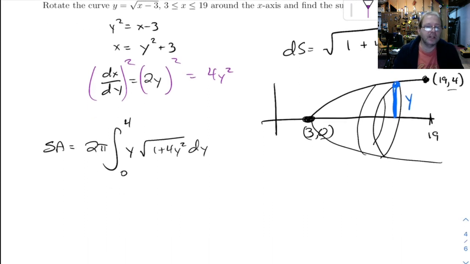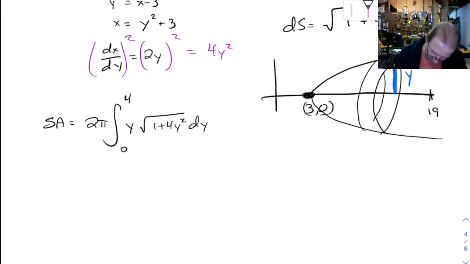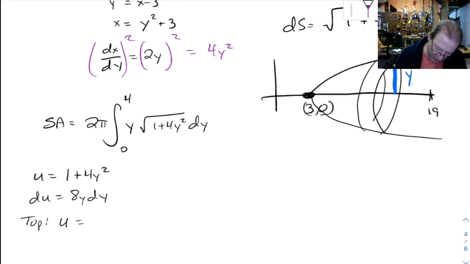And now this thing would be easy to integrate. You just let u equal 1 plus 4y squared. du then is going to be 8y dy. On the top, u is 1 plus 4 times 4 squared. So that's 4 cubed is 64, so that's 65. And on the bottom, u equals 1 plus 4 times 0 squared, which is 1.